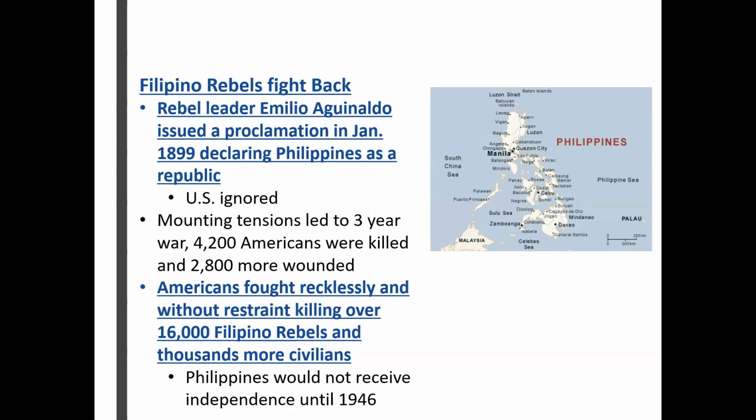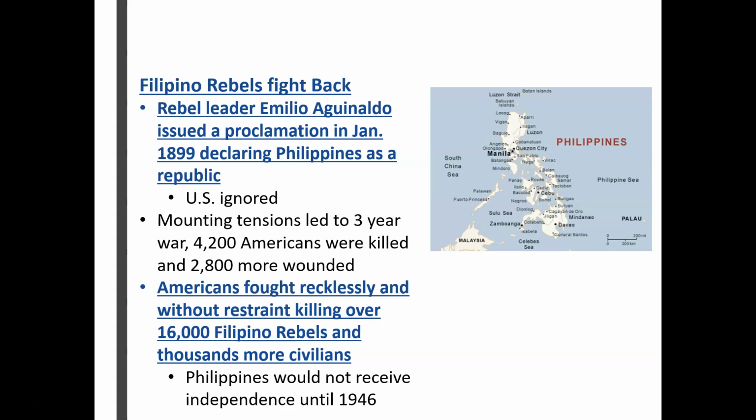You have the Filipinos trying to fight back because obviously the Spanish have been there. Now the U.S. is trying to come in and take over the country as well. Rebel leader Emilio Aguinaldo is going to issue a proclamation in 1899 declaring the Philippines as a republic. And he was just the leader of the rebels who was saying the United States could not come in here and take us. We're just like any other country, and we're going to declare our independence.